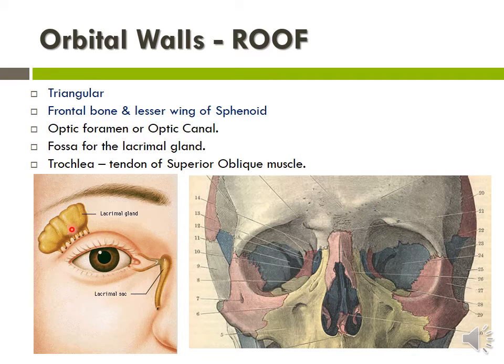So your lacrimal gland is located in the roof of the orbit. Where is the roof? This is the roof. And which side of the roof? It is the superior-lateral side of the roof. Okay, we'll see that in detail in the next slide.